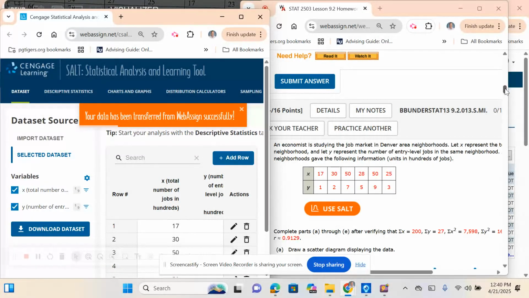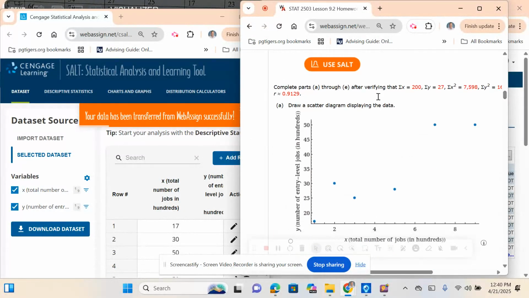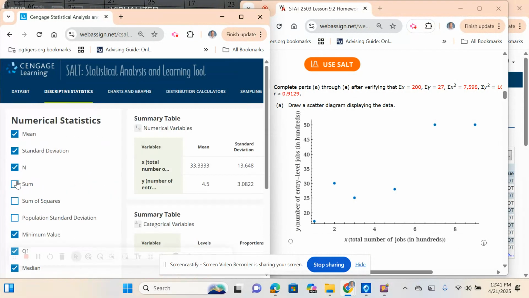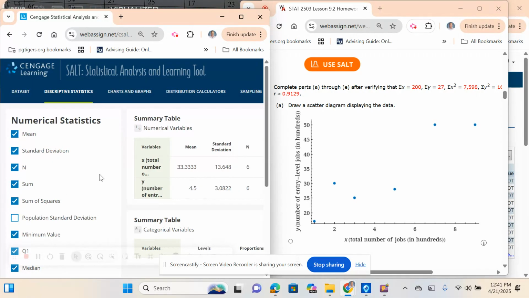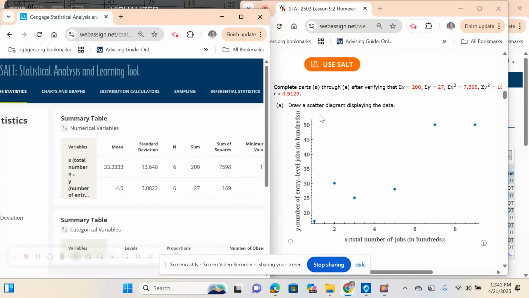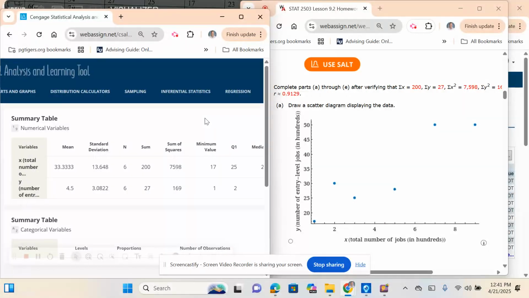Now, to verify these, you could use this if you want. Go to descriptive statistics, sum and sum of squares. Okay, like Σx means the sum of the x's, so that's 200. You don't have to worry about this though. 27, you could just go ahead, sum of squares. We don't have to verify that. Now draw a scatter diagram, same thing as a scatter plot.